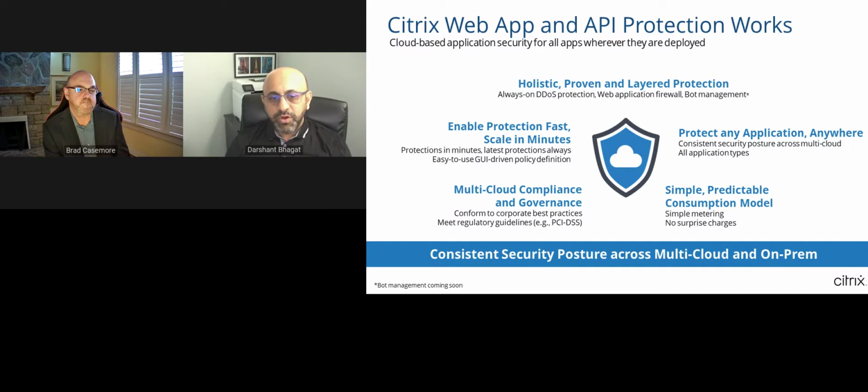With an easy-to-use policy interface and automated SOC offering, you can rest assured that your applications and APIs are protected no matter what. With CWAAP, there are no surprises with a simple and predictable consumption model and simplified metering based on throughput and number of applications. All in all, Citrix App and API Protection Service is a comprehensive solution to meet your app and API security needs in a quick, simple, and predictable manner.